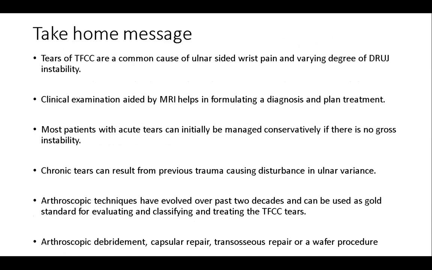The take-home message is that TFCC tears are a common cause of ulnar-sided wrist pain with varying degrees of DRUJ instability. Clinical examination with MRI informs diagnosis and treatment plan. Acute tears can be managed conservatively if there is no instability. Chronic tears can result from previous trauma causing disturbance in ulnar variance. Arthroscopic techniques have evolved over the past two decades and can be used as the gold standard for evaluating, classifying and treating TFCC injury. The procedures are arthroscopic debridement, capsular repair, transosseous repair, or a wafer procedure.